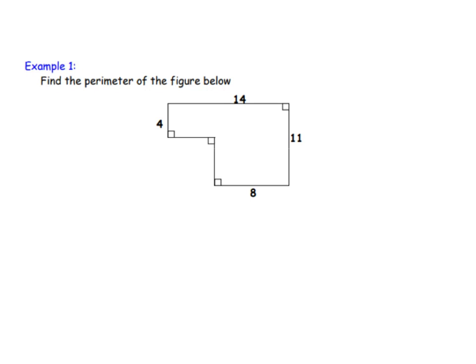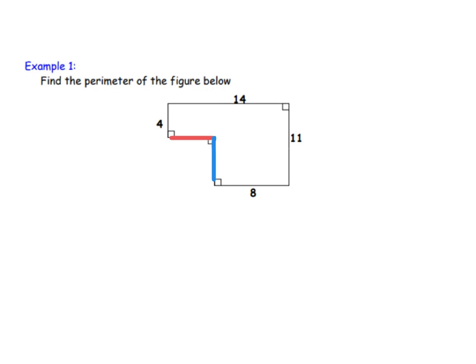Alright, for example, find the perimeter of the figure below. So again, the perimeter means the distance around the shape. So that means you need to add up all of your sides. We actually need to find what this side here is and what this side here is. They're not given to us.